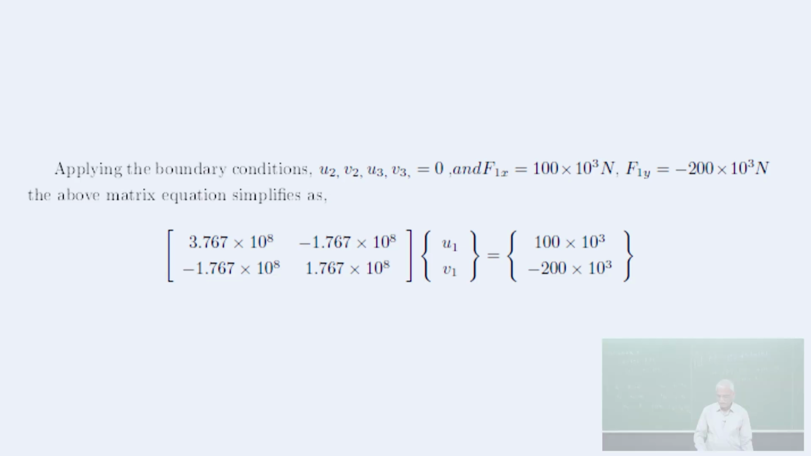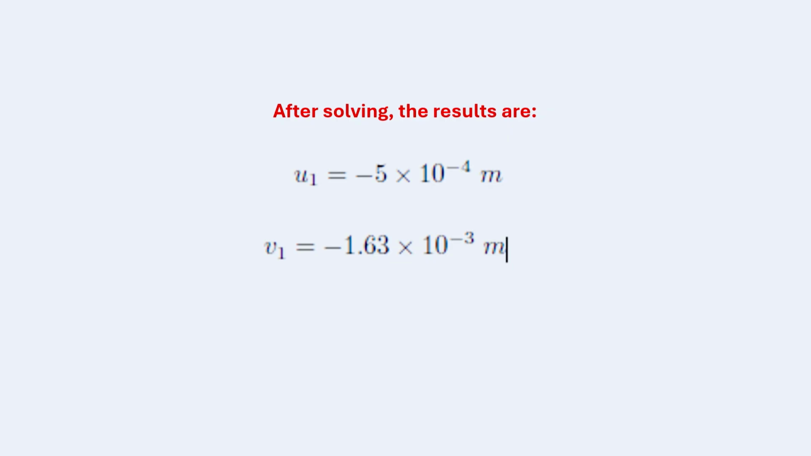Once you have this, you can also observe here, this is a stiffness matrix 2 by 2 with u1, v1 and f1x, f1y. So this is no more a singular matrix. This is a non-singular matrix with the determinant being non-zero. So this can be easily inverted and we can get the solution u1, v1. We can find u1, v1 as minus 5 in 10 power minus 4, so that means minus 0.5 mm and minus 0.163 mm for u1, v1. So this is how we solve.